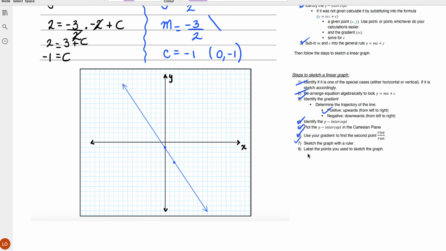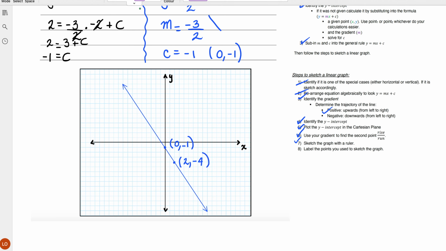Have I finished? No. Label the points you use to sketch. What is the label of this one? This one is 0, -1. And this one? We can count. How many did I go downwards? 3. Agree? And how many across? 2. That means that this point is 2, -4, because from 0 to 2 is across 2, and from -1, another 3 downwards gives -4.